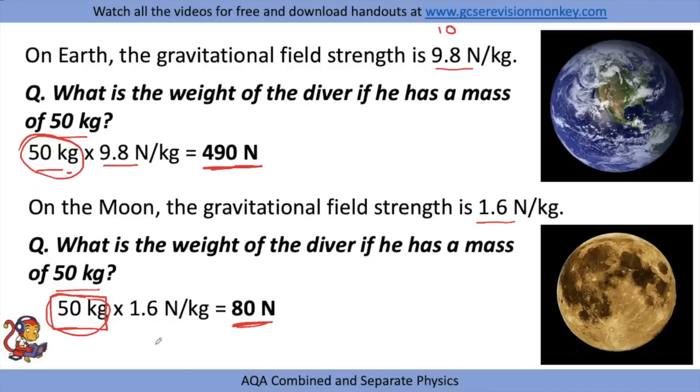So that's why on the moon your steps will be a lot lighter and a lot bouncier, because there's less of a gravitational field strength pulling you towards the moon compared to the Earth. So important, mass stays the same wherever you are, but your weight can change depending on the gravitational field strength of the planet you are on.